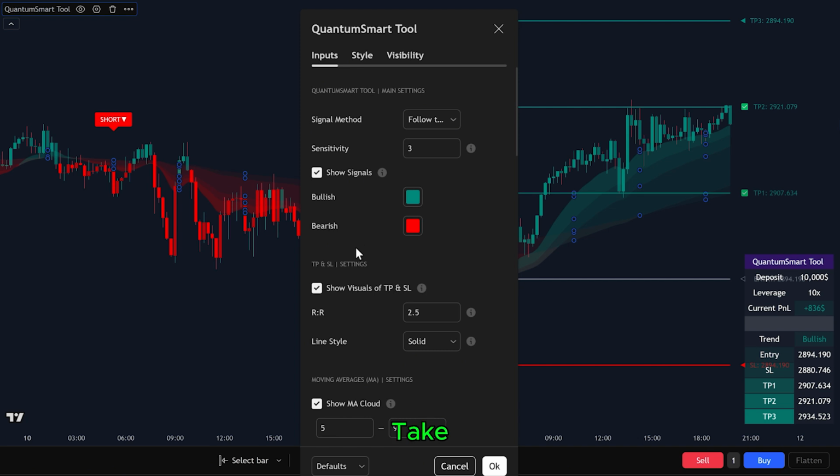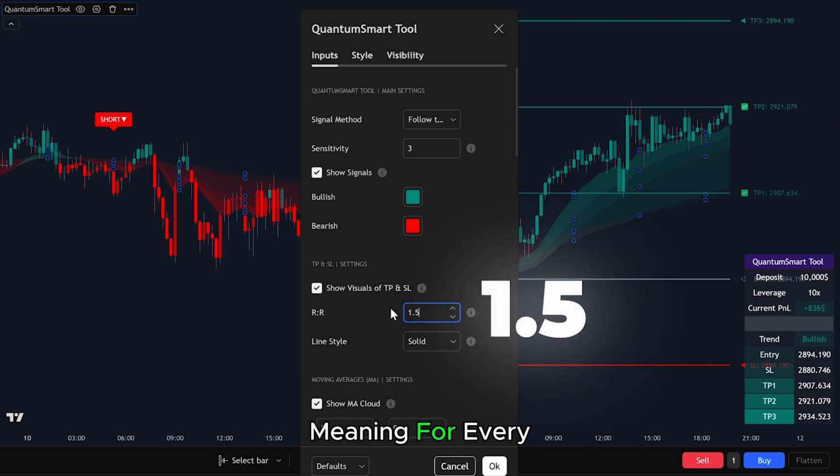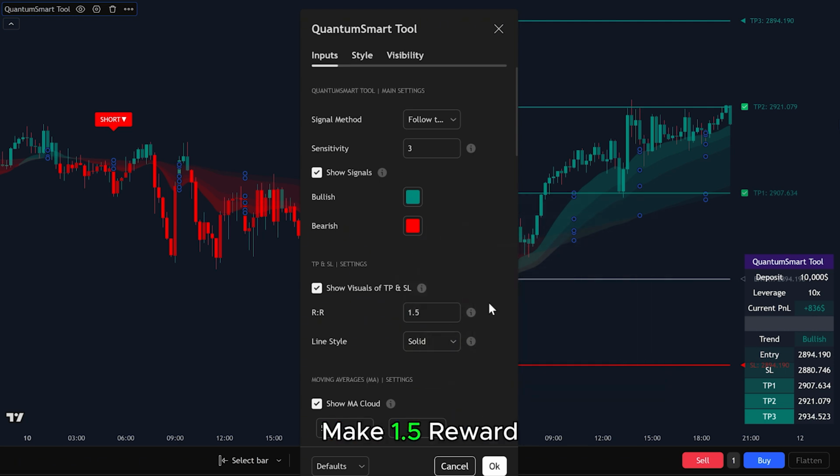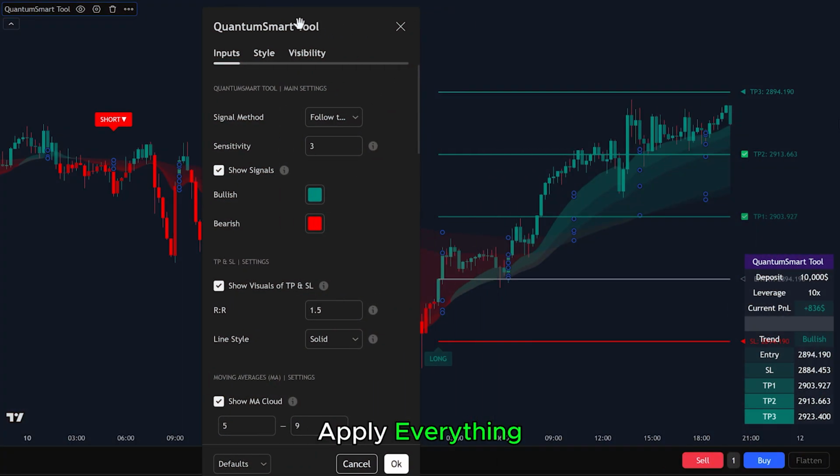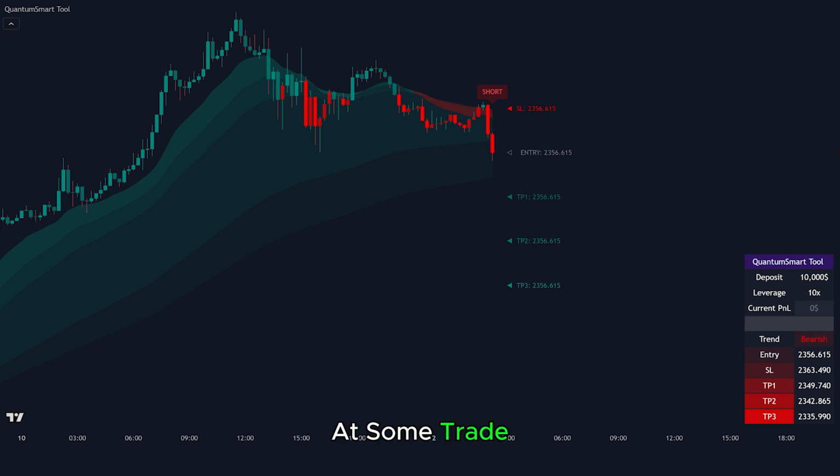Now let's go down to the Take Profit and Stop Loss settings. Change the risk to reward ratio from 2.5 to 1.5, meaning for every 1 part risk, you aim to make 1.5 reward. Once you're happy with all your settings, click OK to apply everything. Now, let's look at some trade examples.